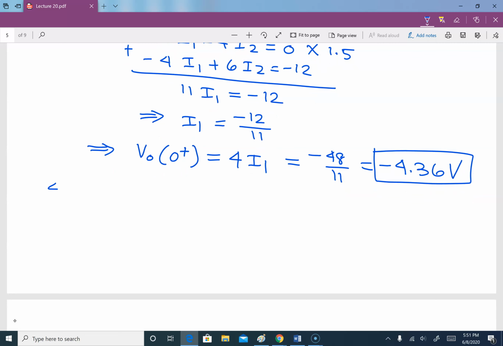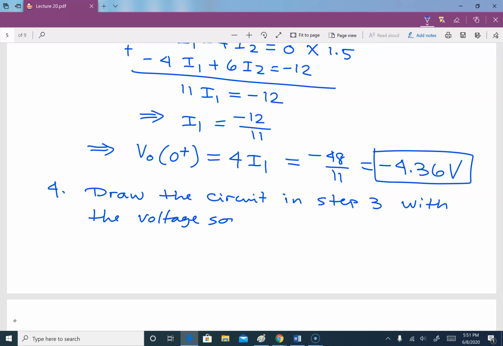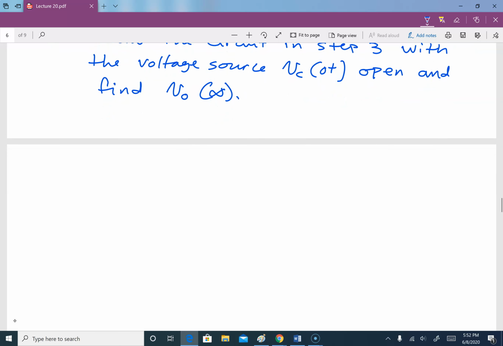Now we go to step number 4. Step 4, we said that draw the circuit in step 3 with the voltage source VC of 0 plus open, and find V naught of infinity. So this is what we will do in this step.